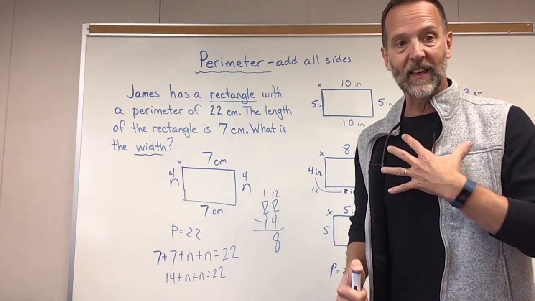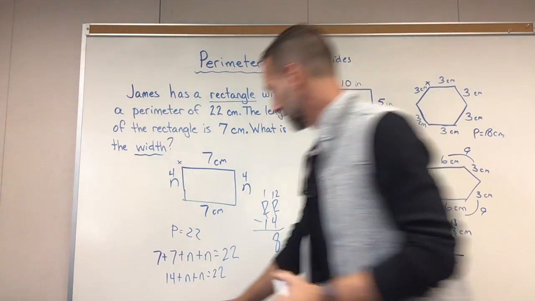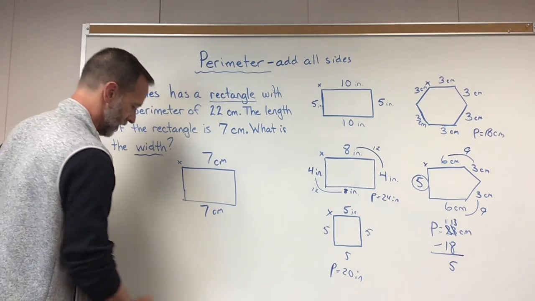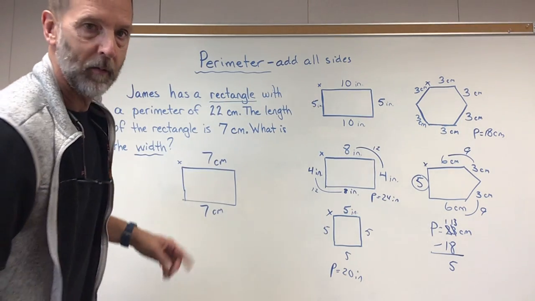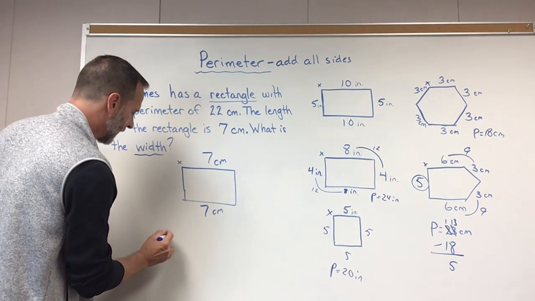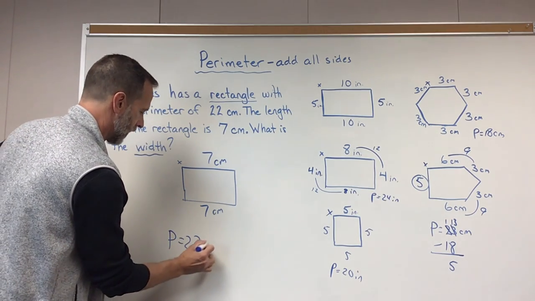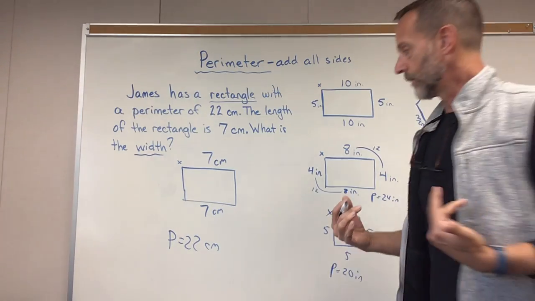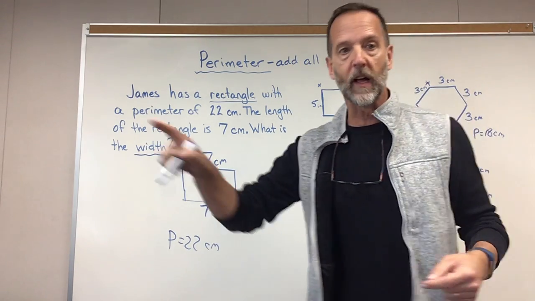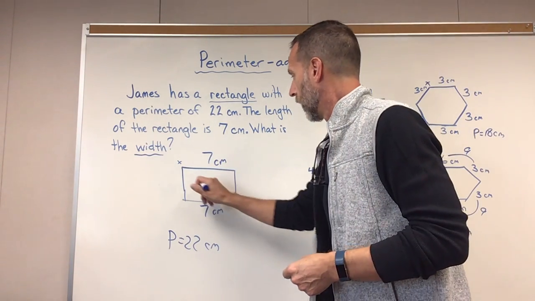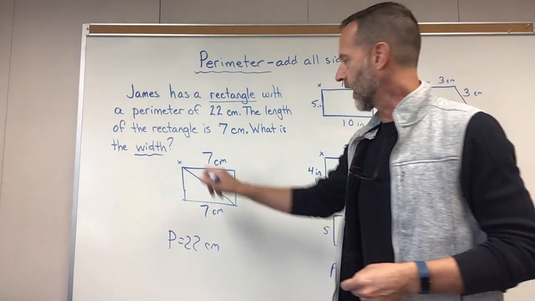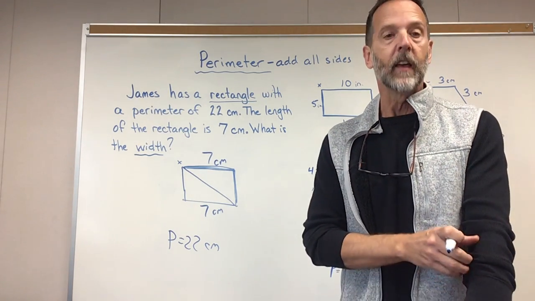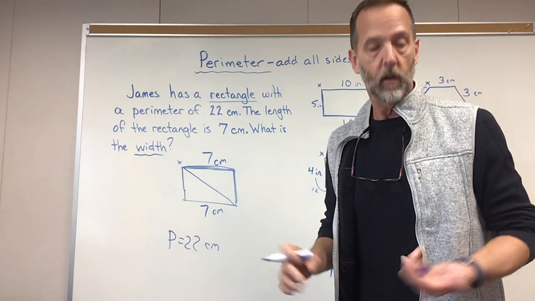I'm going to show you what I think is an easier way, as long as you can find halves of numbers. Same problem, right? The rectangle, the perimeter is 22, and you've got to find the other side. This is the way I've always taught my class to do it. If you know that the perimeter is 22, that's all the way around, right? Well, halfway around will be half of the perimeter, right? Can you find half of 22?